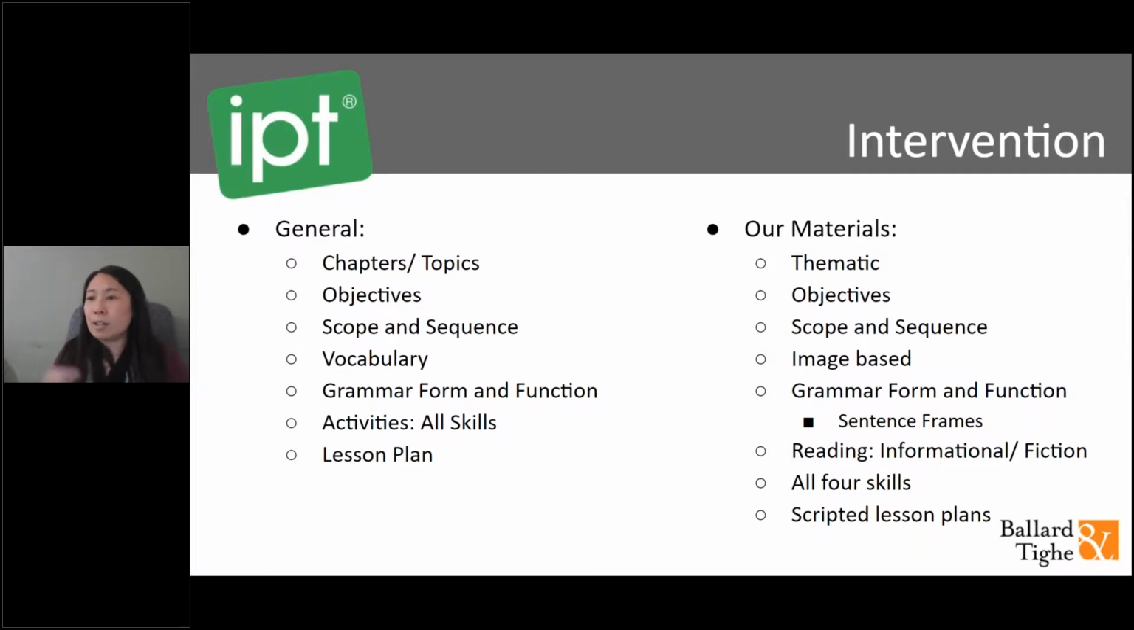In our materials, they're already thematic. They're thematic in every single one. Frames for Fluency, Hands-on English, Carousel, as well as Champion. The objectives are very, very clear. It's going to include a lot of the forms or the functions of grammar. Scope and sequence, like I said, you could use the back of the scope and sequence for Frames for Fluency to specifically target. They're all image-based from the kindergarten all the way to 12th grade, grammar, forms, and functions.